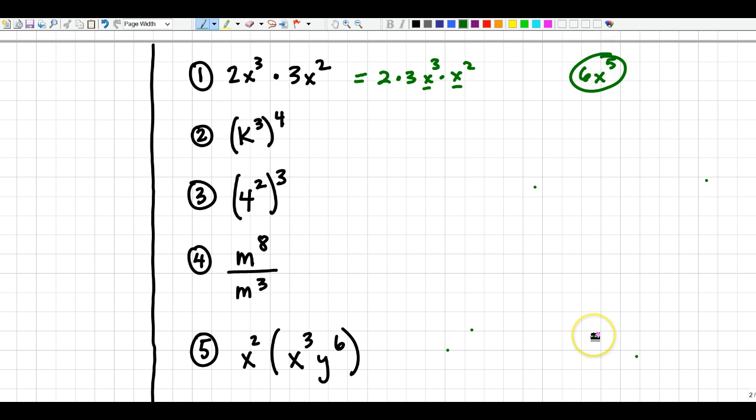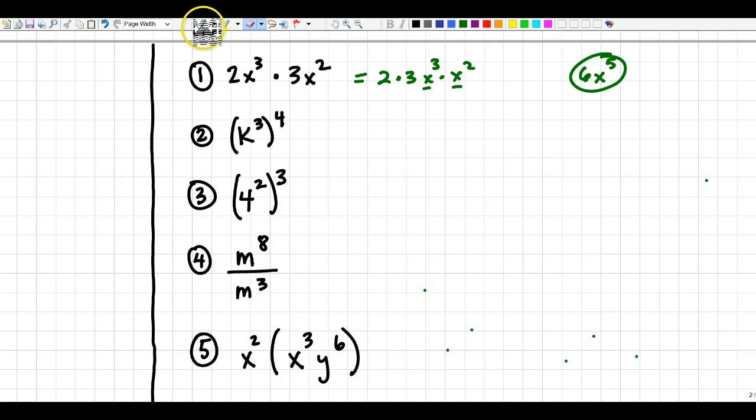To double check it, use your knowledge of powers. X to the 3rd simply means x times itself 3 times. X to the 2nd also means x times itself twice. We are multiplying those together. So 1, 2, 3, 4, 5 x's are being multiplied. That's why it's x to the 5th. So if you don't remember what the property says, just utilize your knowledge of powers to figure it out. So we use the property, but know that you don't have to use the property.